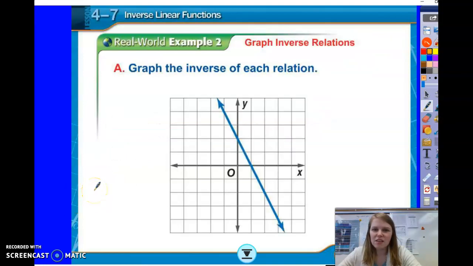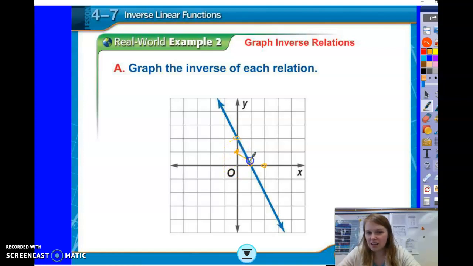Next it says graph the inverse of each relation. If we're going to graph this, and we're going to do the inverse, let's find some points. I'm going to find a data point here, and maybe another one here. Find these 2 points, and I would say this is 0, 2, right? So the inverse of that would be 2, 0. This would be our new point. This one is 1, 0. So our new data point would be 0, 1.